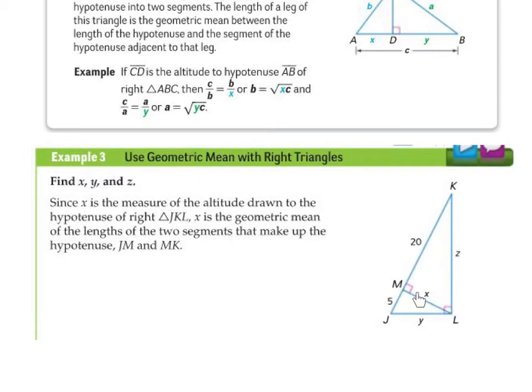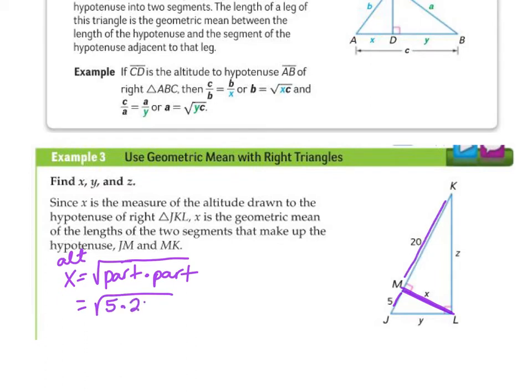The first problem that we're going to work on is x, or our altitude. I just learned that x equals your altitude. That's going to equal the two segments of your hypotenuse, so part times part. One part is 5, and the other part is 20.